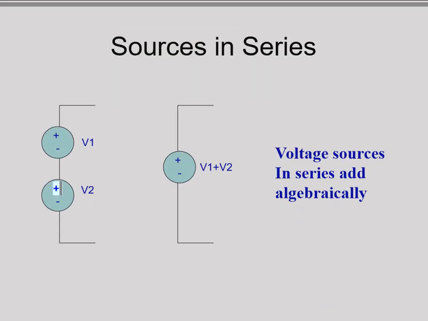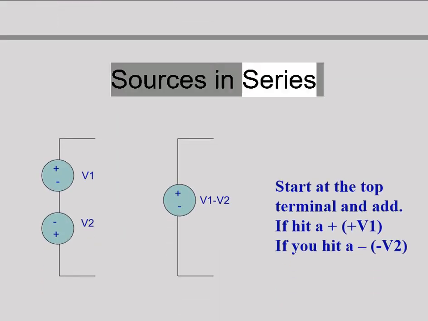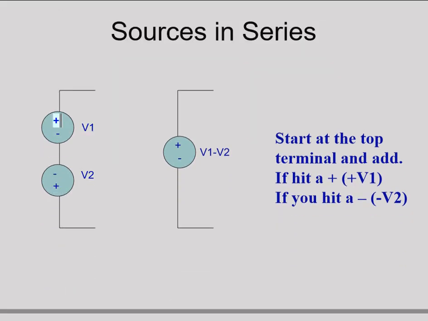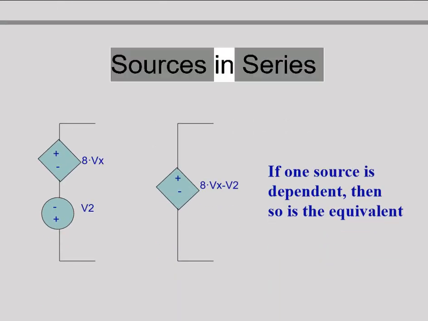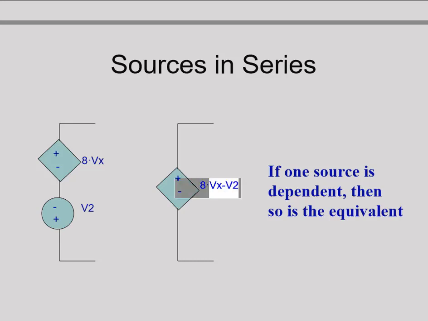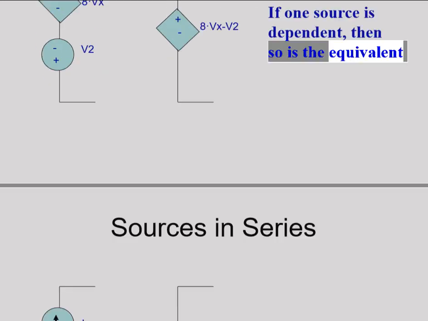Sources in series: voltage sources in series add algebraically. Start at the top terminal and add: if you hit the plus terminal first, add V1; if you hit the minus terminal first, subtract V2. If one source is dependent, then so is the equivalent.